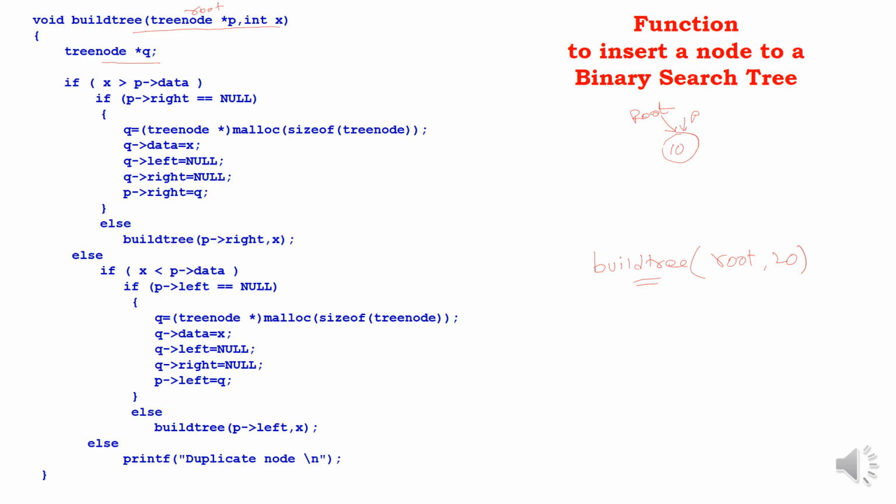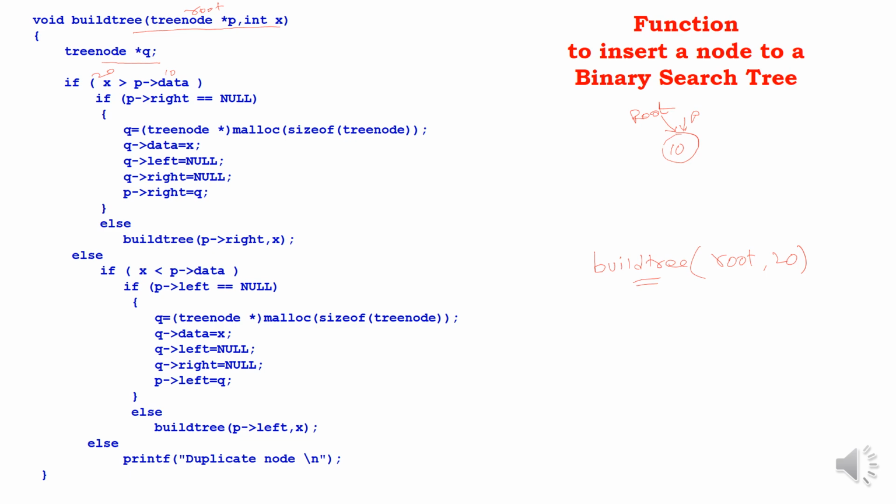If x is greater than p data, what is x? X is the value of the new node to be added. So what is the value of the new node? It is 20. Is 20 greater than p data? What is p? P is root. Root data is 10. Is 20 greater than p data? Yes, 20 is greater than p data. The new node with information 20 should be added as the right node of the root node. So if the value is greater than the root value, it should be added on the right side.